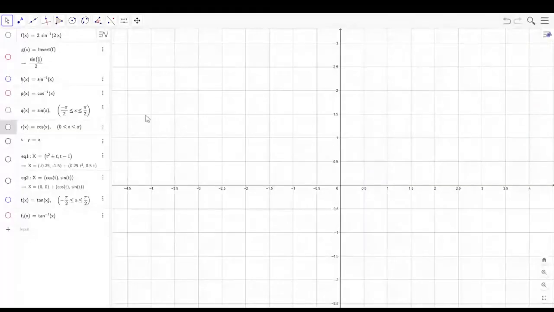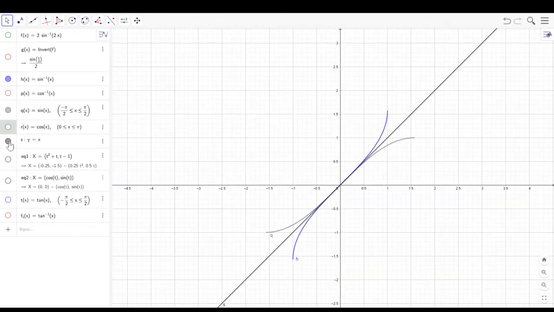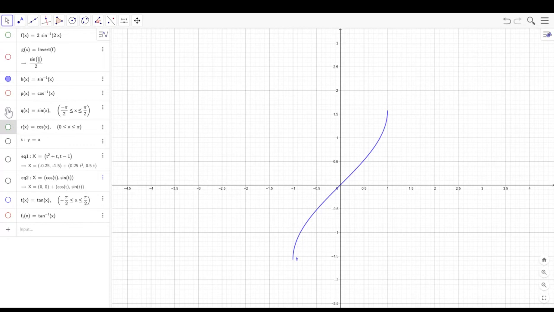All right, so if I put in, say, the sine function and restrict it to the interval negative pi on 2 to positive pi on 2, you can see that function definitely passes the horizontal line test, right? And so if I put in the inverse by reflecting it in the line y equals x, there is our inverse function, okay? So there's the function and there's the inverse function. It's just reflected in the line y equals x.